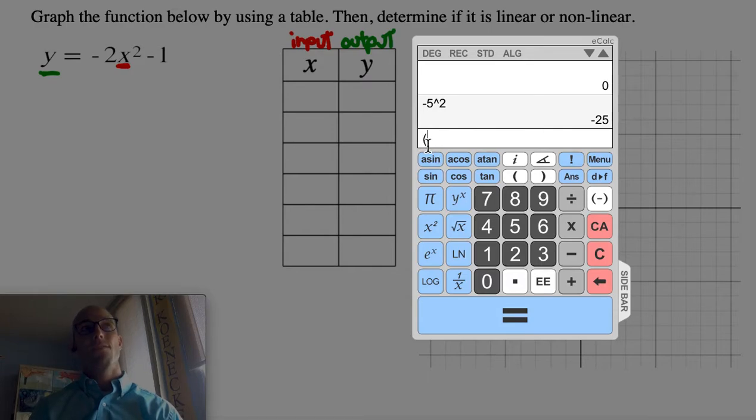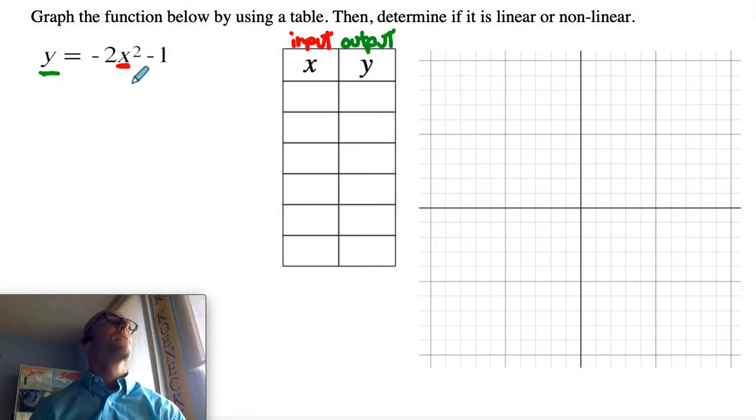I do parentheses, right? And I put my negative 5 in there because this is the value that I need to square, okay, or multiply by itself. If I square that, here we go, 25 like I should have, okay? All right, so I start with that because, go back here.